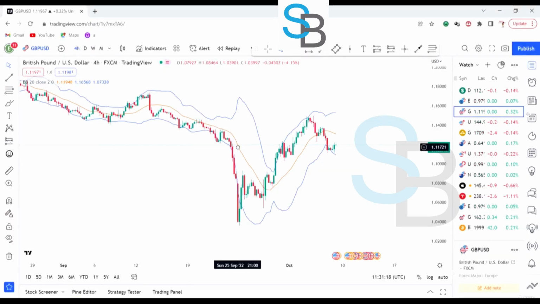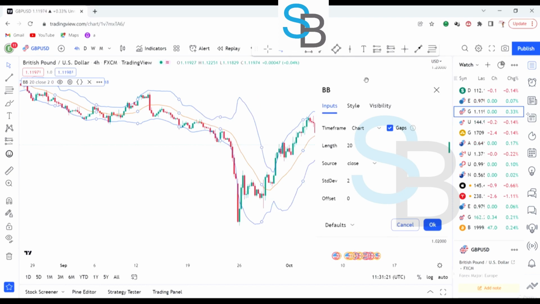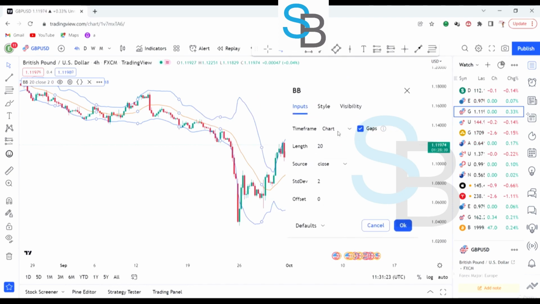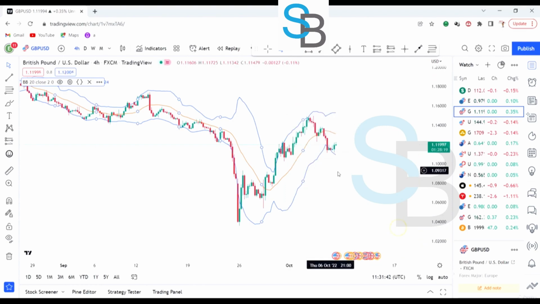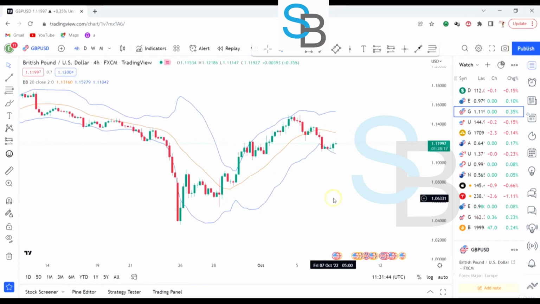So when you double click on it, you also see the options for the Bollinger Bands. Now we have the time frame, which is the present chart it's been applied to. We have the length, which is also known as the period or the number of candles to look at. Then we have the source and we have the standard deviation. We have standard deviation as 2 here, and then offset and so on and so forth. So just click OK. So what is the Bollinger Bands, right?